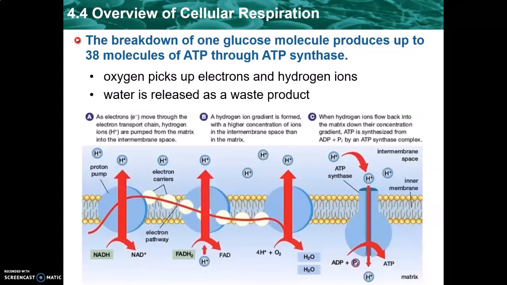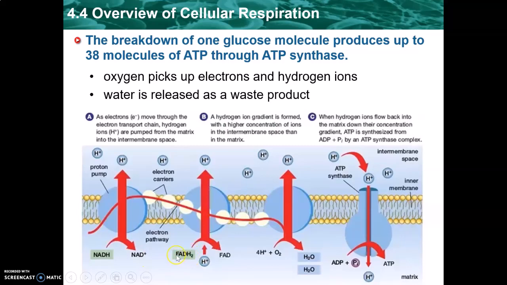So let's look at that in a little more detail. Here is the same diagram. It shows the proteins. These circles are proteins that are embedded in that membrane that are part of the electron transport chain. NADH is dropping off its electrons and turning back into NAD+.